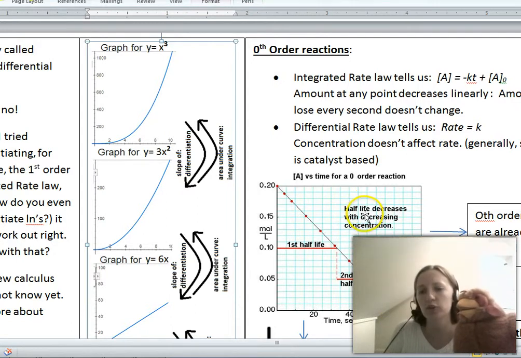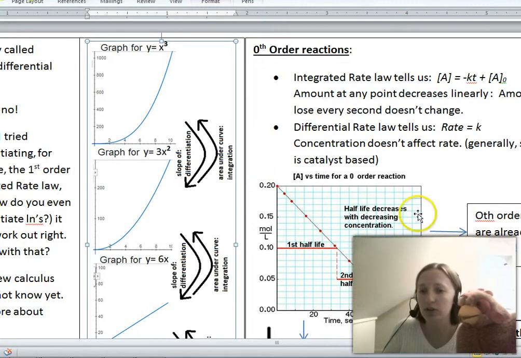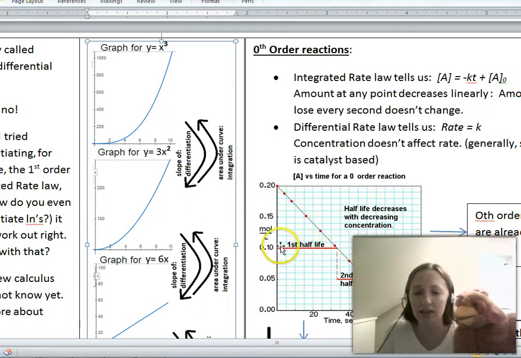What's important to see about a zeroth order reaction is that the line is already straight. And so you can figure out your k by calculating its slope, because y equals mx plus b. There we go.